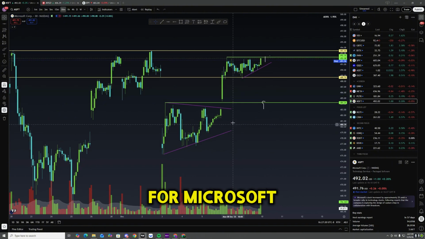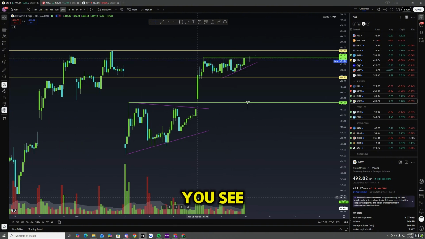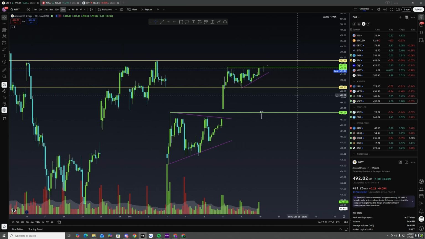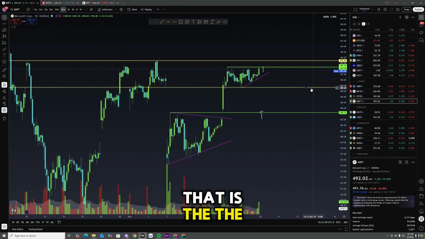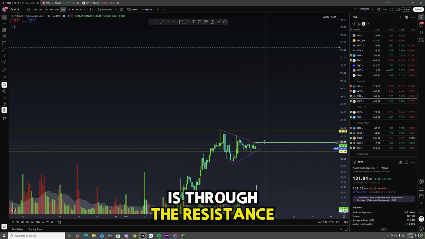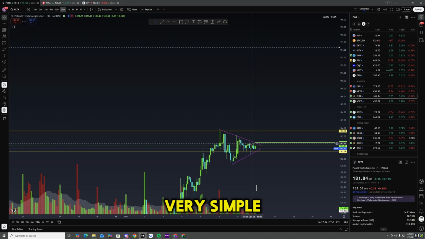Because again, for Microsoft, when we had this move, you see how we had high volume, right? So yeah, that is the surge point. That is our entry, through the resistance with high volume. Okay, very simple.